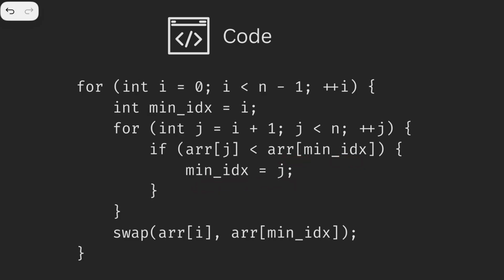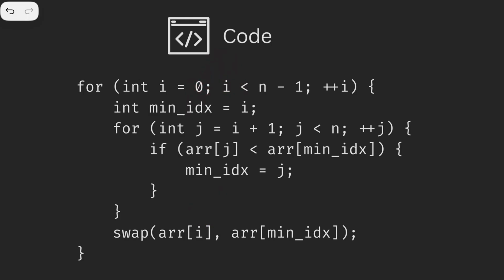Then what we do is put that element in the ith place. i starts from 0. So when i is 0, we find the smallest number and put it in the 0th position. When i is 1, we find the second smallest element and put it in the first position. And that's how this algorithm works.